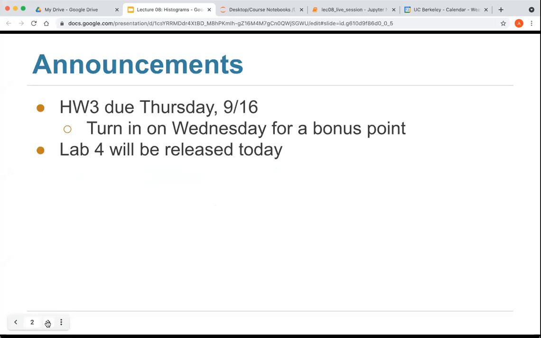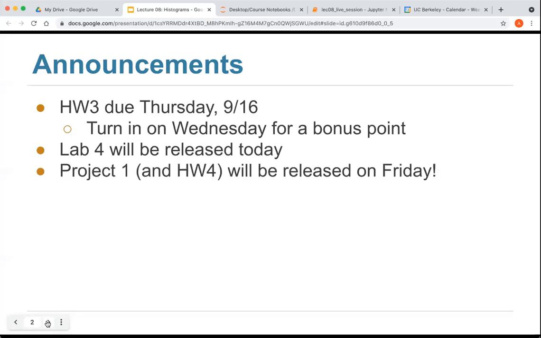Lab 4 will be released today as the usual Monday schedule, but there's something new this week. Project 1 will be released along with homework 4 on Friday. Project is a sort of 2-week investigation that you do into a data set. And there is a checkpoint at the end of 1 week where you show progress. You don't have to get things right necessarily.